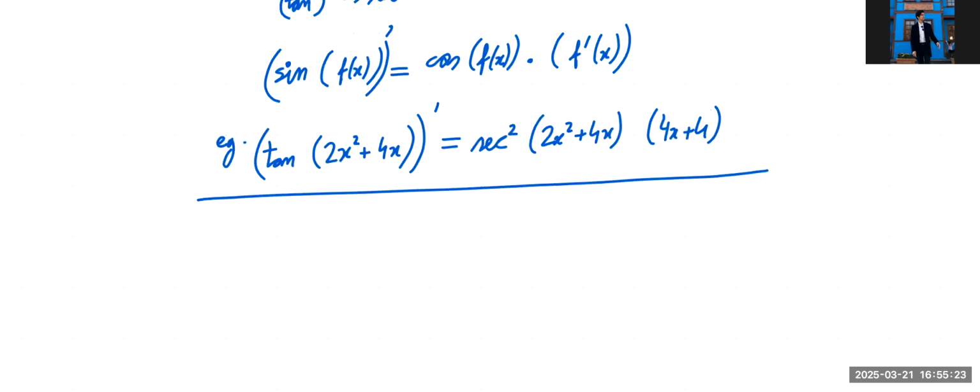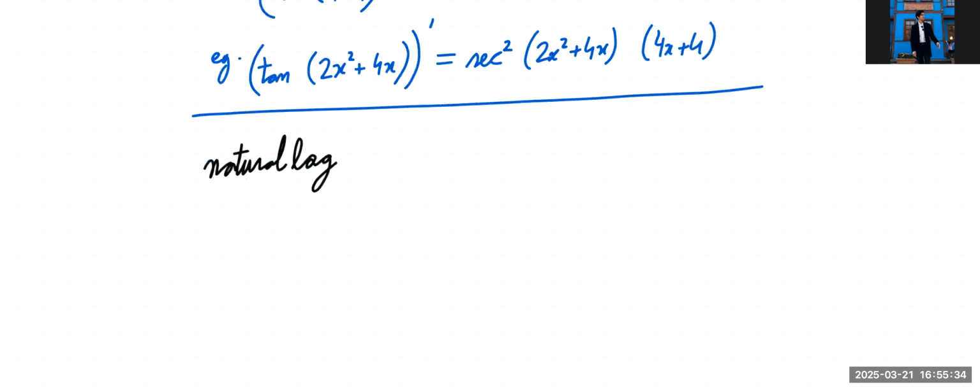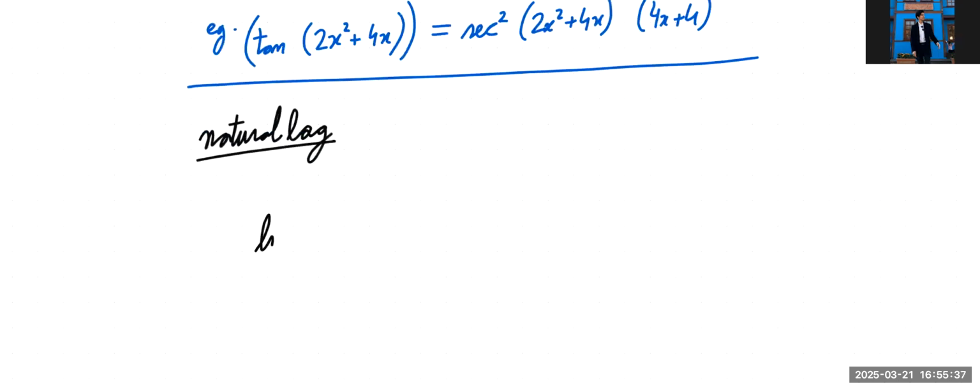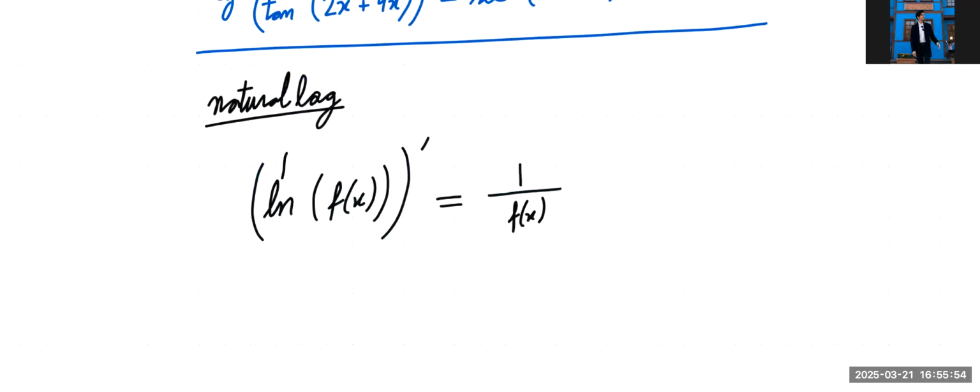And the next function that we need to discuss is the logarithmic function, specifically the natural log. So deriving the natural log. If you want to derive the natural log, it's simple. Again, in general, you have a natural log of a function. So as you can see, the function is trapped inside the natural log. To derive this, first derive the outside. Now, remember, whenever you derive the natural log, you end up with 1 over the inside. So when you derive the natural log, you end up with 1 over f of x. But then you have to multiply by the derivative of the inside, which would just be f prime of x.